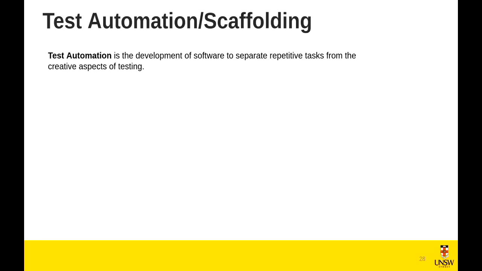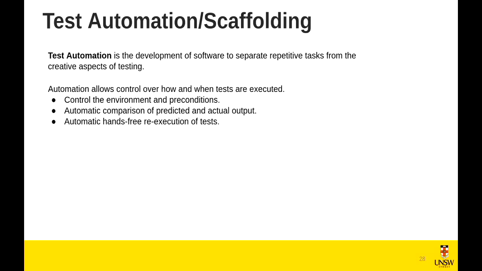So test automation is the development of software to separate the repeating tasks from the creative aspects of the testing. So what are the repeating parts? Here are some examples. The control of the environment and preconditions before we do the testing. We need to set up the execution environment for the target software, and that could be automated.